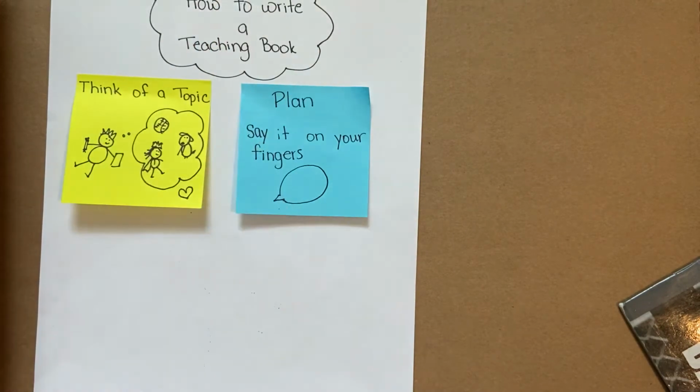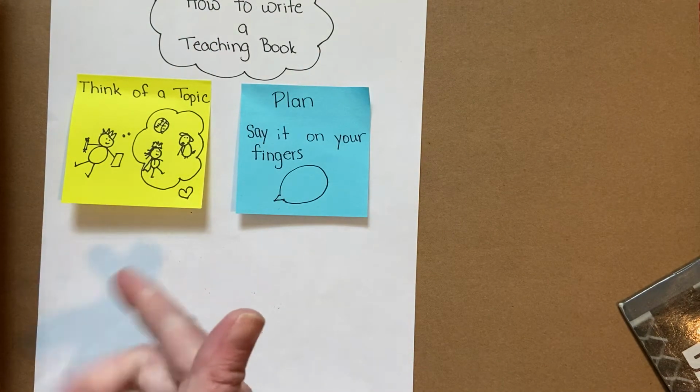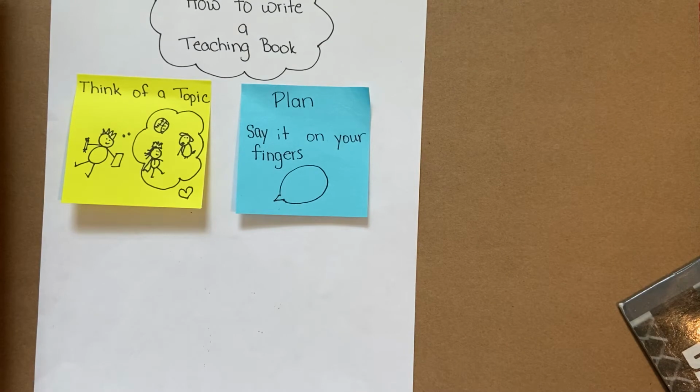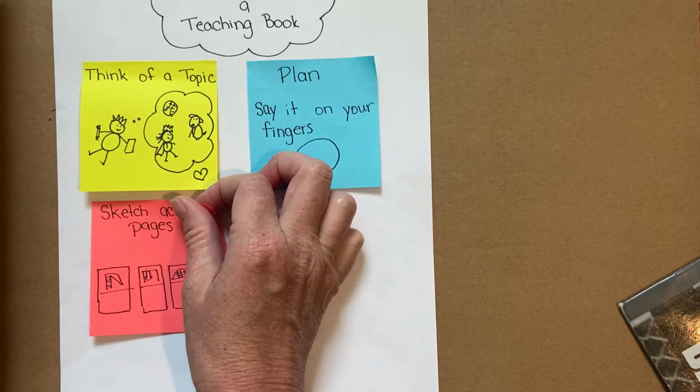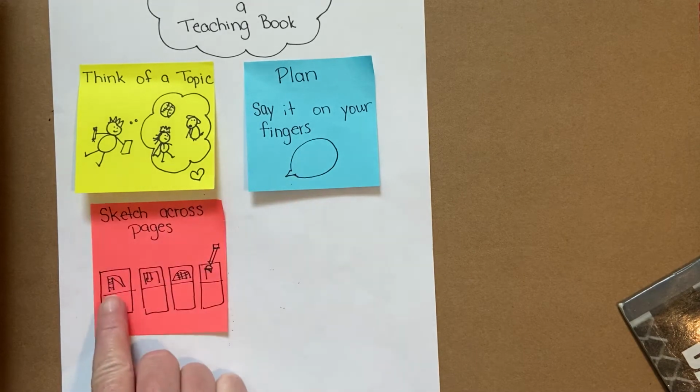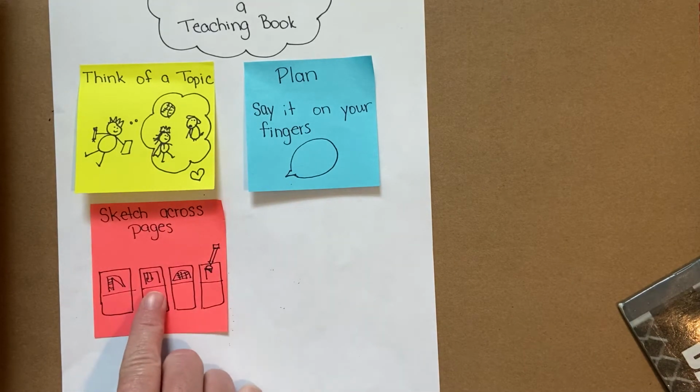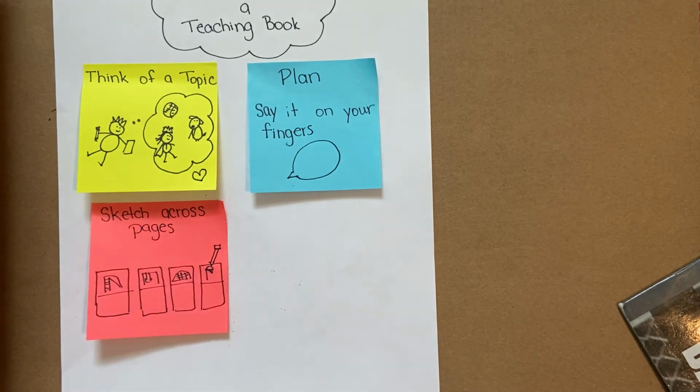All right, so now I'm ready. I planned it across my fingers, right? And now I'm ready to go. And when I'm ready to go, the next thing that I want to do is get some paper to start writing with. Okay, and you're going to sketch your book across your pages. You're going to sketch one part, and then another part, and then another part, and the last part. And remember, when you're sketching your pages, you need to make sure that you're labeling those most important parts.